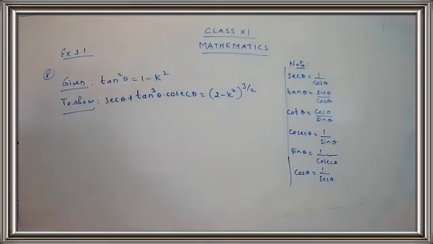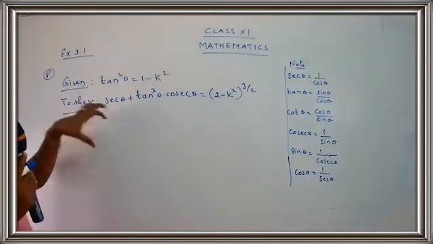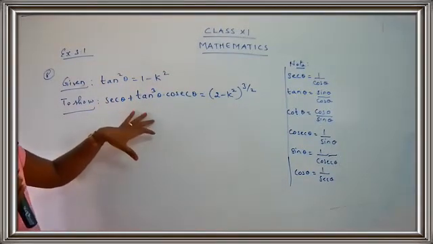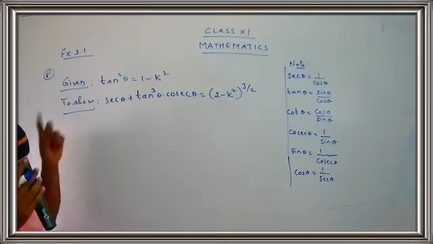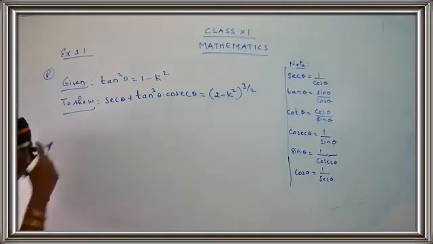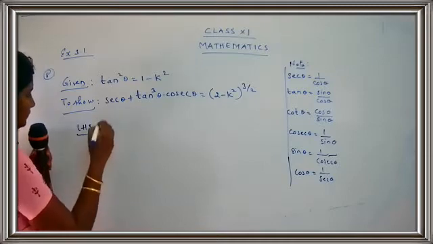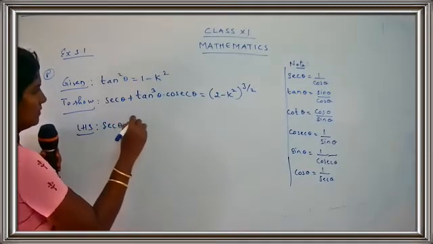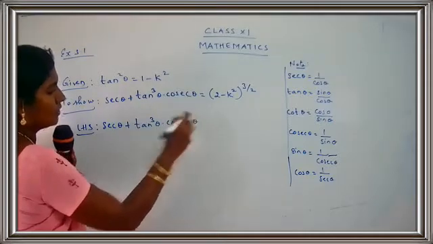Okay, so now here, you have been given tan square theta is equal to 1 minus k square, and you have to show that secant theta plus tan cube theta into cosec theta is equal to 2 minus k square, the whole raised to 3 by 2. So I am going to take the LHS part over here. I'll write LHS is equal to sec theta plus tan cube theta into cosec theta.